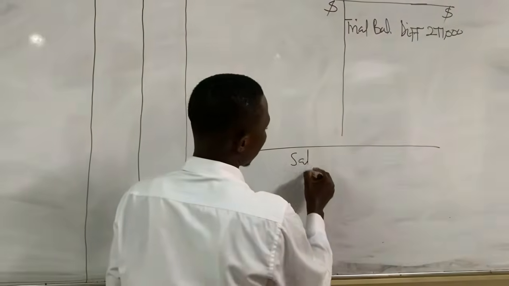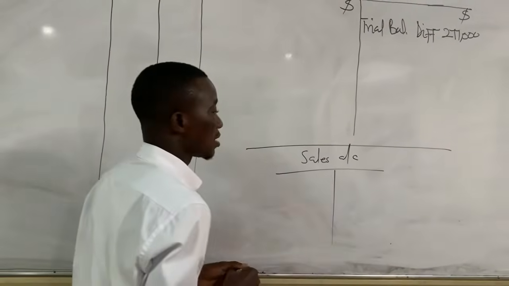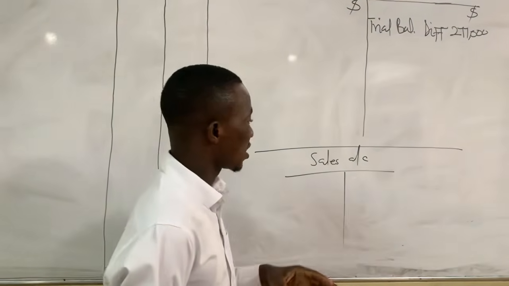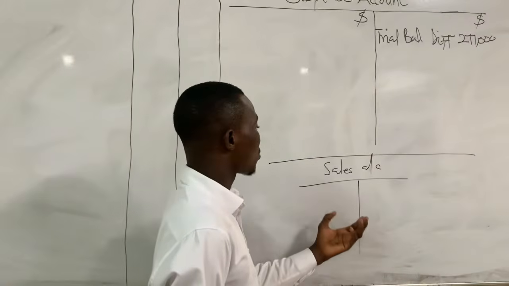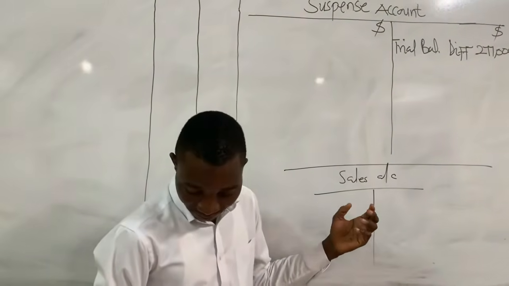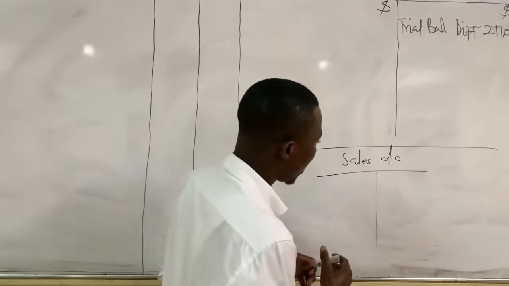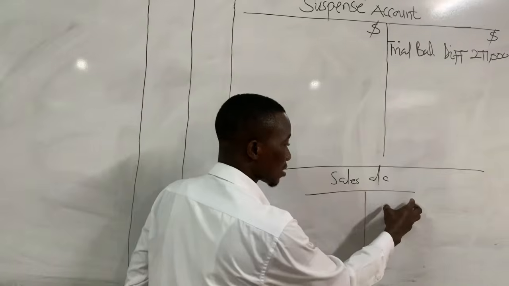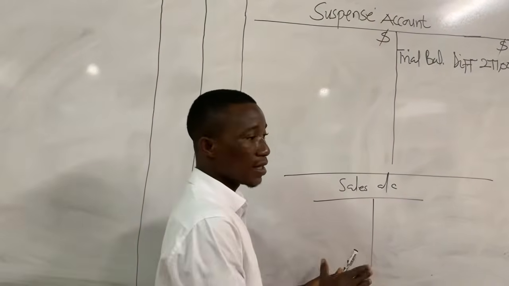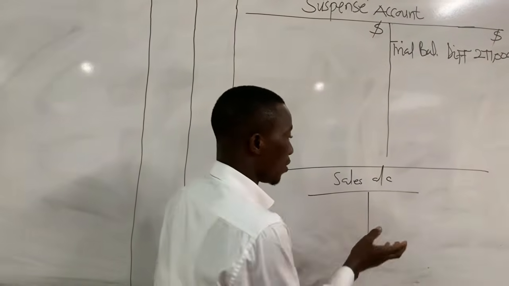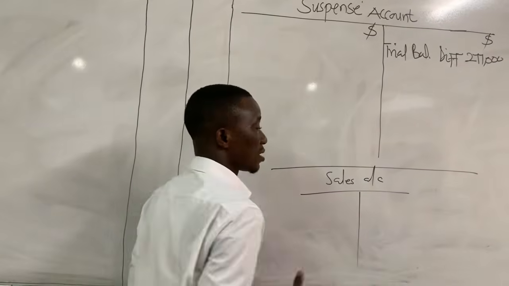So let me say our sales account, and we know that the sales account has a credit balance. They are telling us that the sales amount has been undercast by $130,000. The credit side of the sales account has been reduced by $130,000. To correct this error, because this side is short, we top it up by still crediting the sales account.